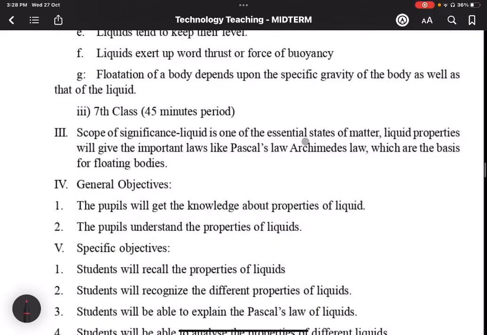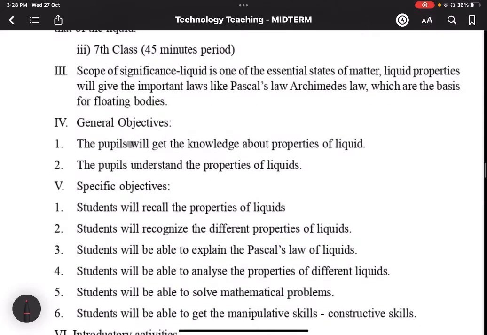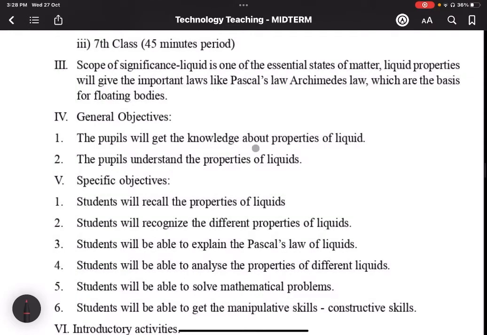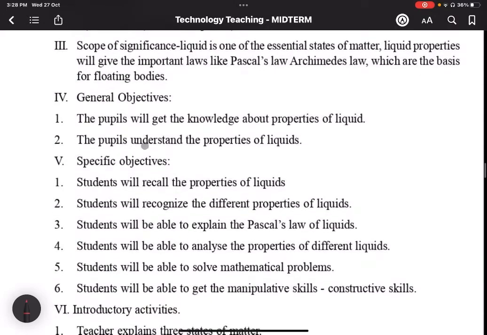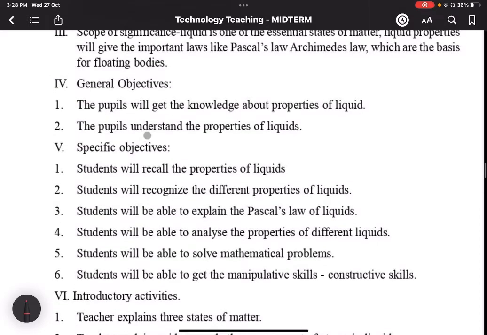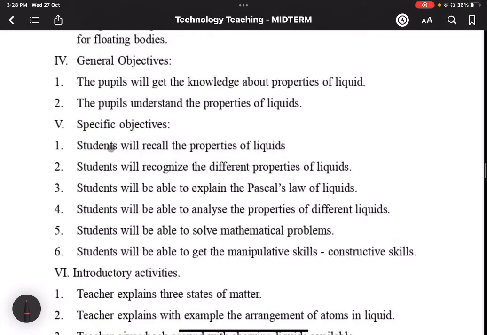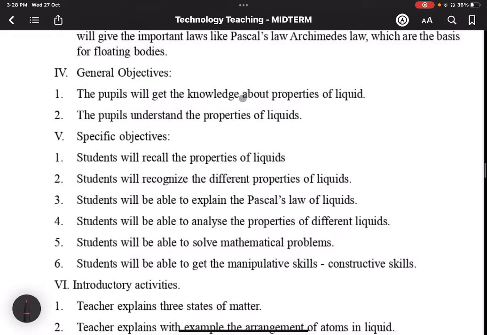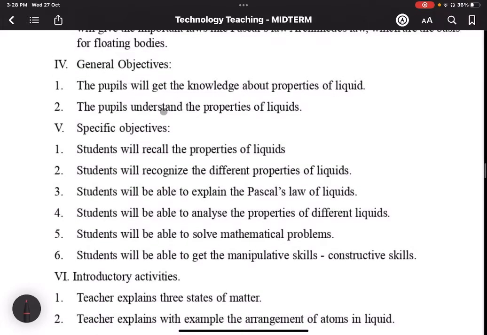The liquid is one of the essential states of matter. O parang summary to, no? Ng iyong discussion. General objectives, the pupil will get the knowledge about properties of liquid. The pupils understand the properties of liquids. Yan, ito example ng general, no? Specific naman, no, the students will recall the properties of liquids. Ito general knowledge, no, about the properties and general understanding.